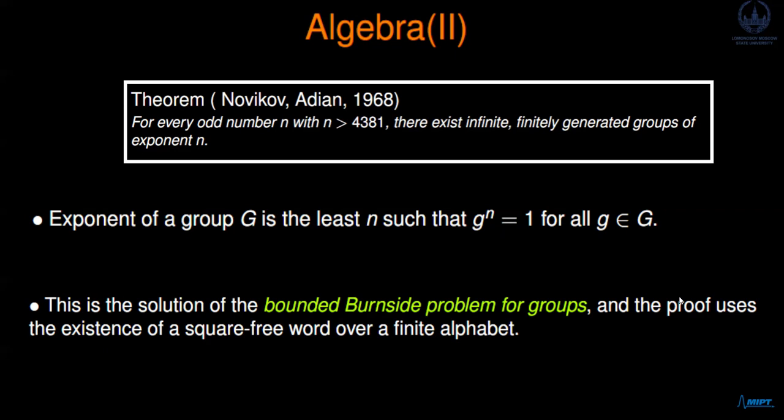Moreover, an interesting aspect of their proof is that it involves the use of square-free words over a finite alphabet, which ties this result back into the combinatorics on words and sequences that we have been discussing.